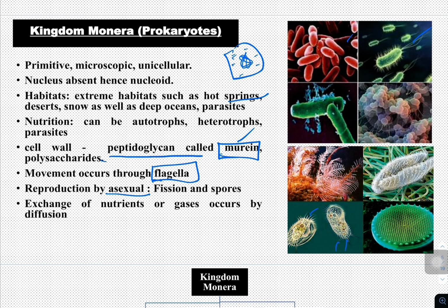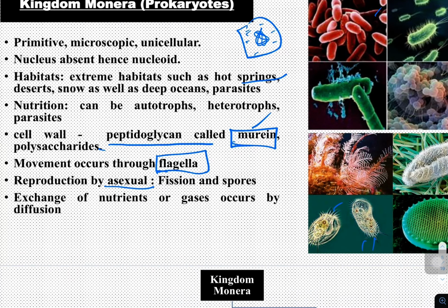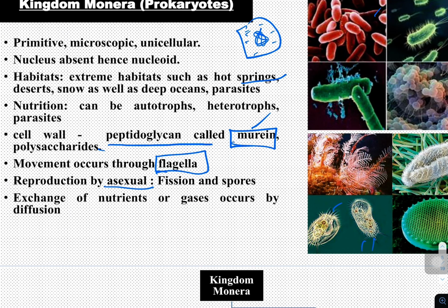sexual reproduction. Asexual reproduction, what do you mean by asexual reproduction? Asexual reproduction is a type of reproduction where a new organism is produced from a single parent. Best example for this is fission.